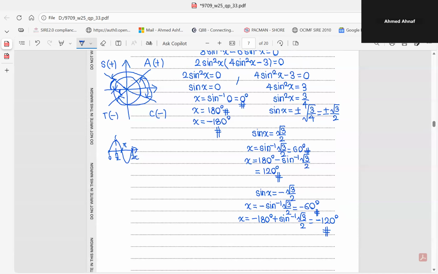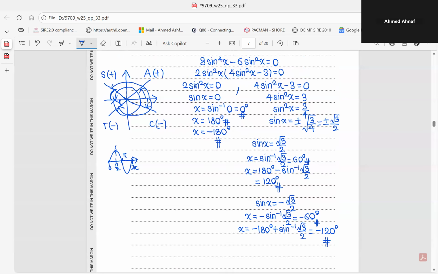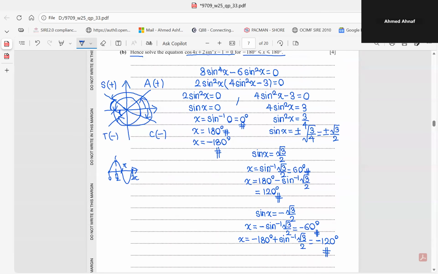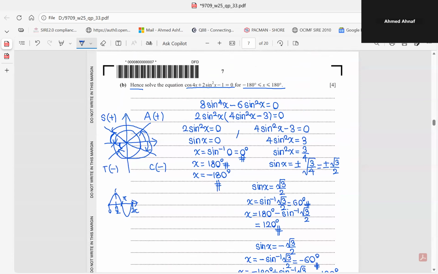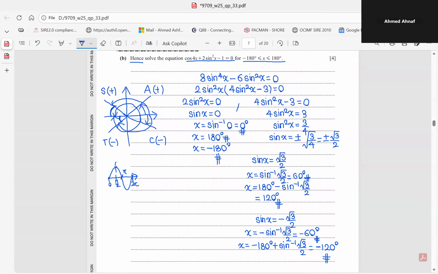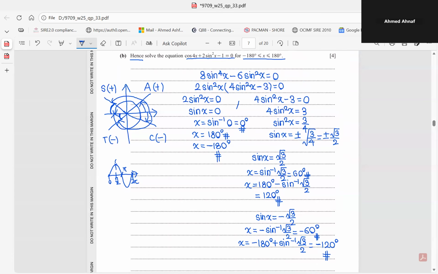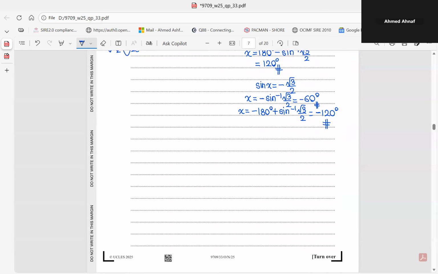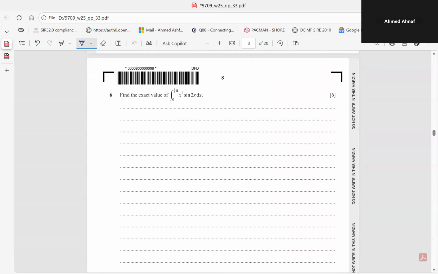So yeah, these would be our final, how many is that? 7 angles for this question. Okay, if you want to check whether you got each of the angles correct, just substitute directly into the equation and see if you get 0. Yeah, so with that, let's head on to the next question.